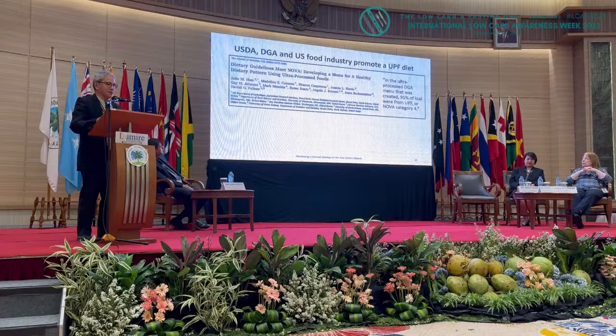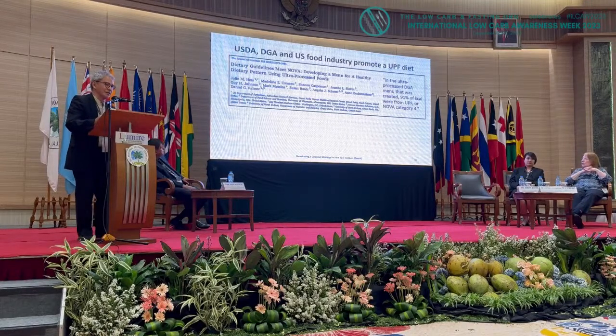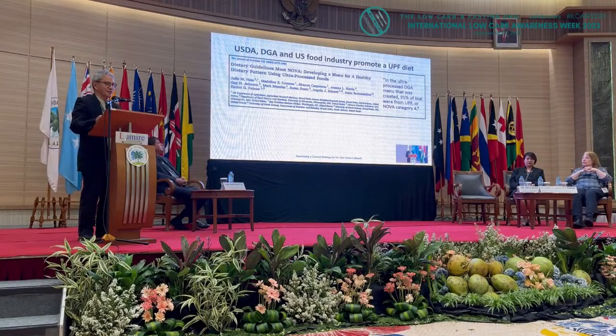So this is a paper, Dietary Guidelines meet the NOVA criteria: developing a menu for a healthy dietary pattern using ultra-processed food. Unfortunately, if you look at what they made, it was a 91% diet, which is 91% of calories derived from ultra-processed food, which were Nova 4 criteria. But now, if you look at the list of authors, some of them came from the USDA, but a number of them came from industry.